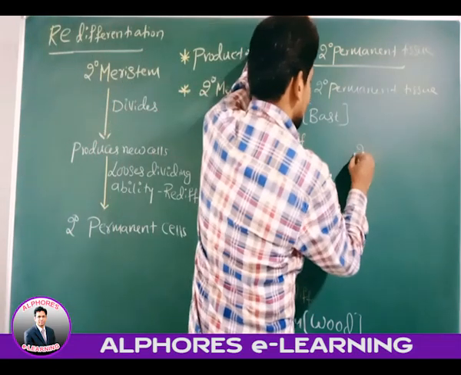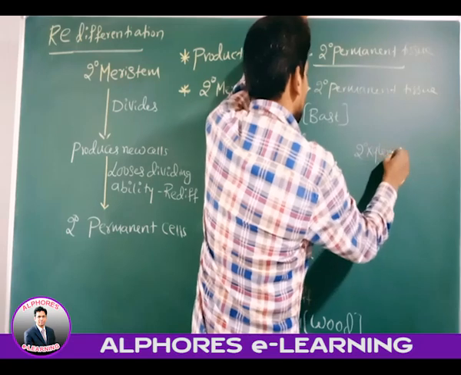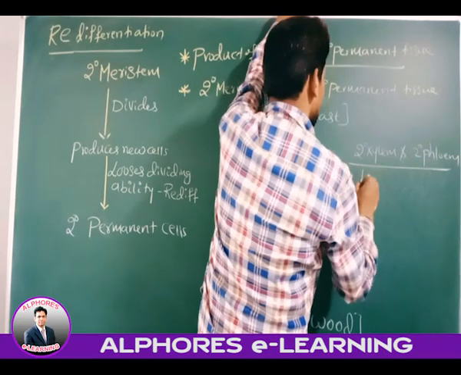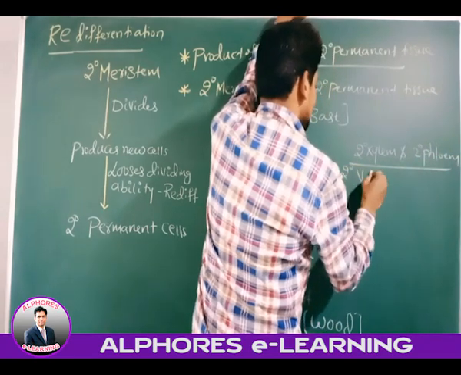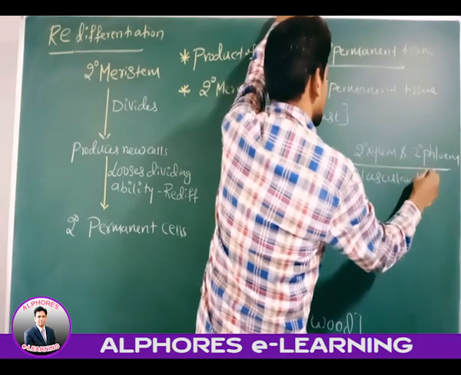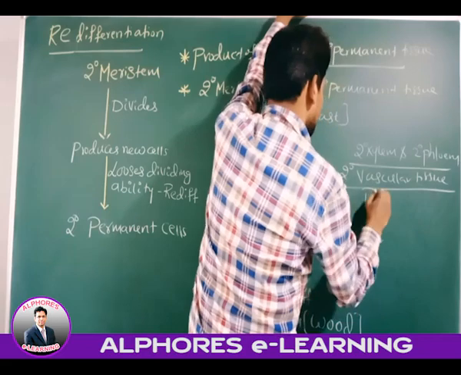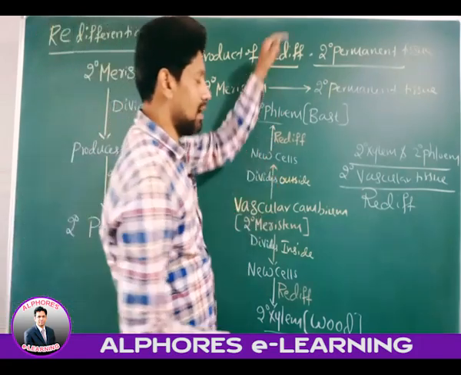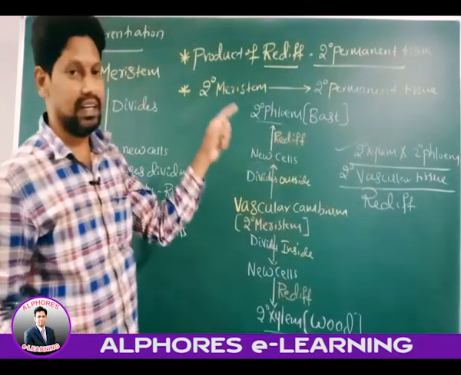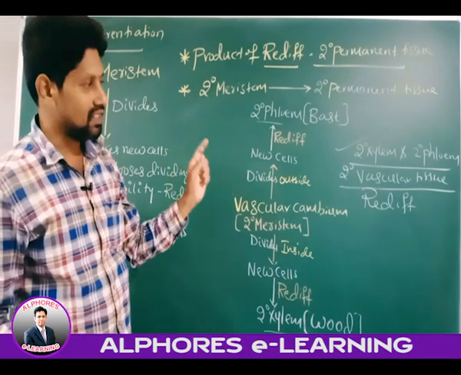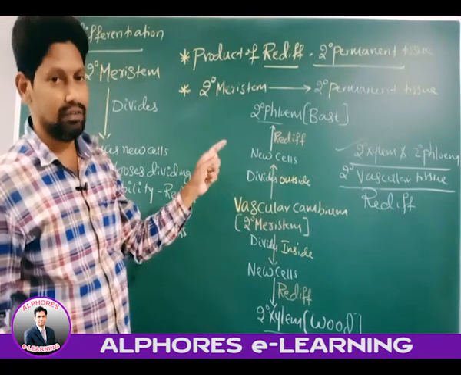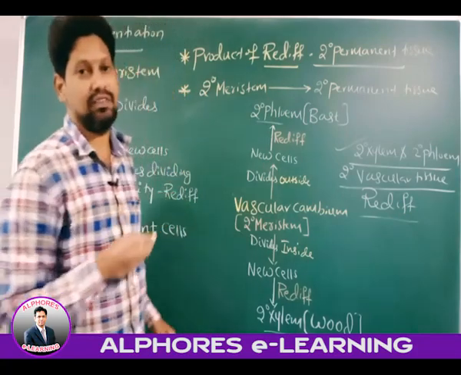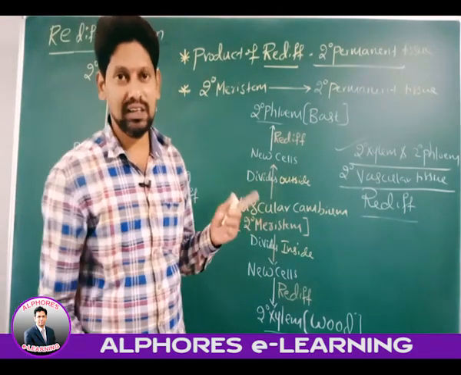Therefore, what and what, sir? Secondary xylem and secondary phloem. These two together are called secondary vascular tissues. Secondary vascular tissues are produced by which process? Redifferentiation process. Therefore, what are the examples for redifferentiation here? Secondary xylem, secondary phloem. Produced from where? Vascular cambium. They are which tissues? Secondary vascular tissues, produced by the redifferentiation process. Are these examples okay? Right?